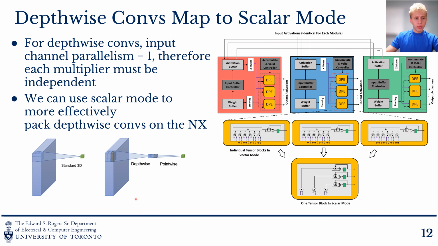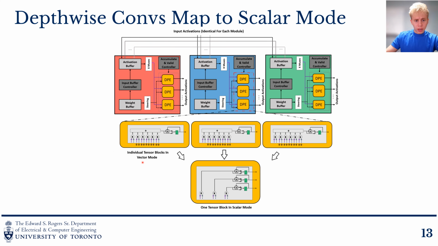And so if we were to use vector mode, we'd only use 1 out of 6 multipliers. So we can use scalar mode to more effectively pack these convolutions on the NX. Going back to our example from earlier, if we were implementing a depthwise convolution, we'd have 3 dot product engines shown here, where most of the multipliers are completely unused. Instead of using vector mode, we can use scalar mode, where all 3 of these are combined into 1 tensor block, producing 3 independent outputs.